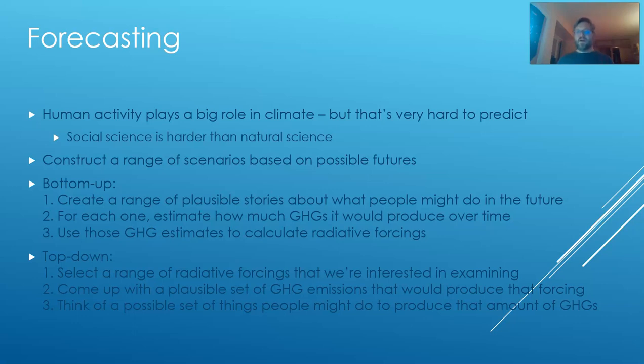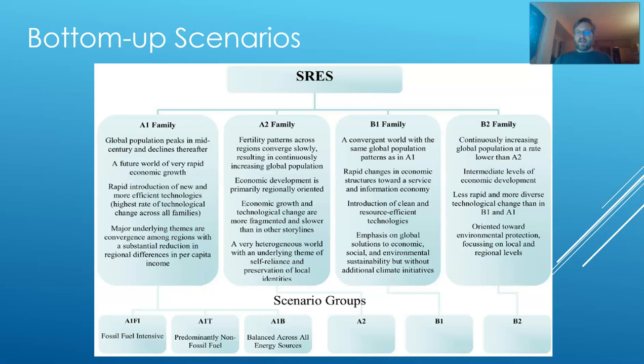So both of those are reasonable ways to create scenarios. Both of those have been widely used in climate models. So here's an example of some of the best known bottom-up scenarios created by the Intergovernmental Panel on Climate Change. And you'll see here, you don't have to know all the details of these scenarios, but just to give you an illustration of what goes into these scenarios.